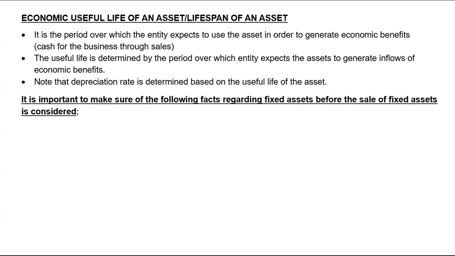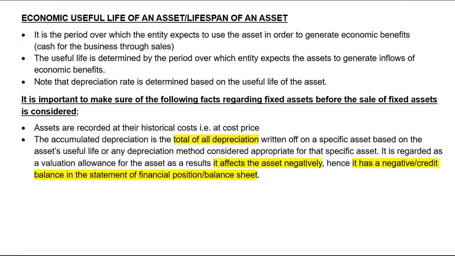It is important to make sure of the following facts regarding a fixed asset before the sale of the fixed asset. Assets are recorded at the historical cost, that is the cost price. The accumulated depreciation, I've highlighted important things for you there, is the total of all depreciation written off on a specific asset based on the asset's useful life or any depreciation method considered to be appropriate for that specific asset. It is regarded as a valuation allowance for an asset. As a result, it affects the asset negatively. Hence, it has a negative or credit balance in the statement of financial position, i.e., the balance sheet.